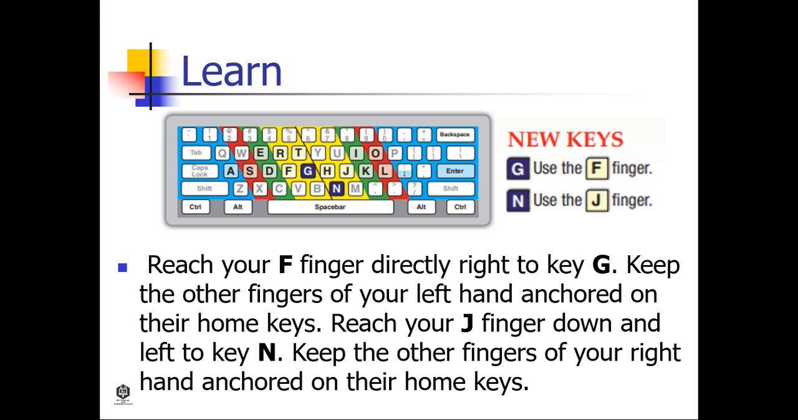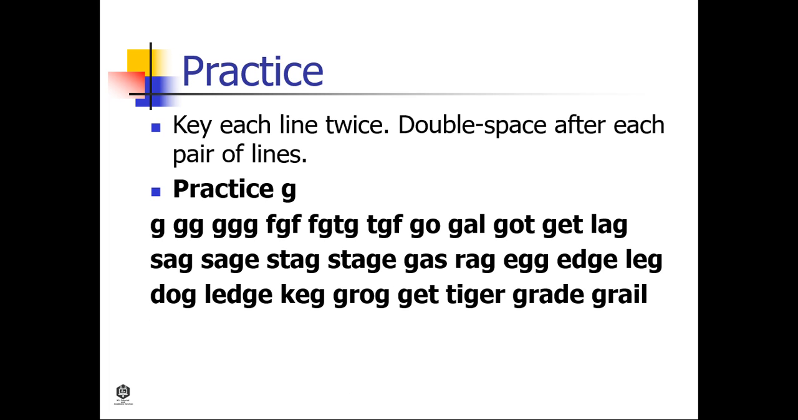Reach your F finger directly right to key G. Keep the other fingers of your left hand anchored on your home keys. Reach your J finger down and left to key N. Keep the other fingers of your right hand anchored on their home keys.